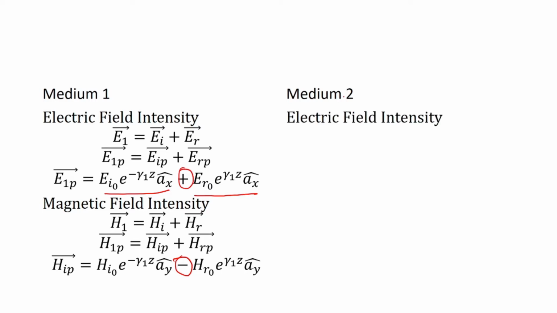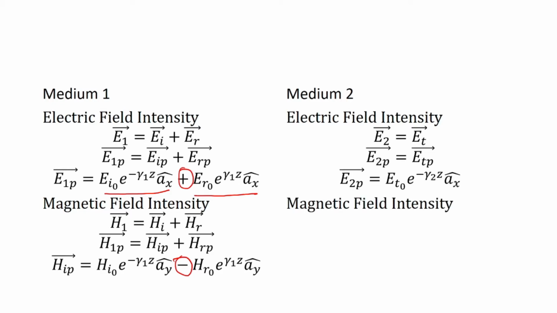So for medium 2, the electric field intensity is just because of the transmitted wave. Therefore, E2p bar is equal to ETp bar, which was equal to Et0 exponential of minus gamma 2z along ax cap. The magnetic field intensity is also because of the transmitted wave. Therefore, H2 bar is equal to Ht bar and H2p bar is equal to Htp bar, and we have obtained that to be equal to Ht0 exponential of minus gamma 2z along the direction of ay cap.